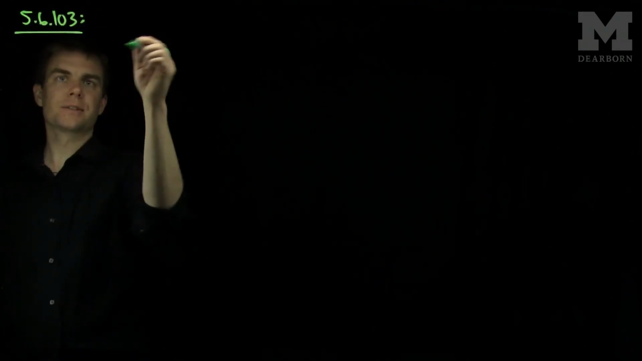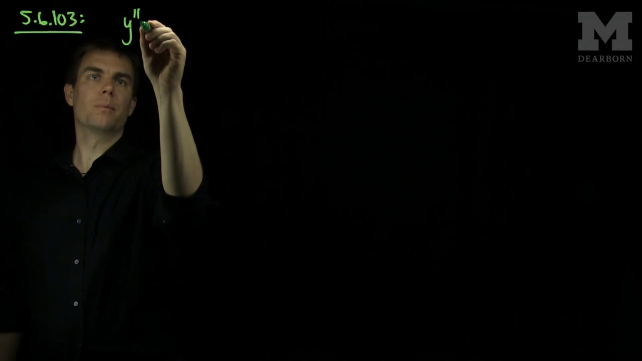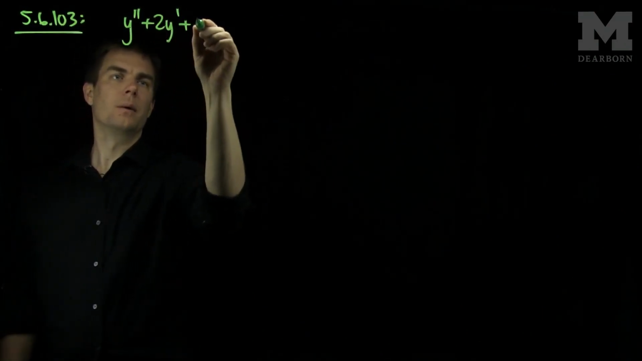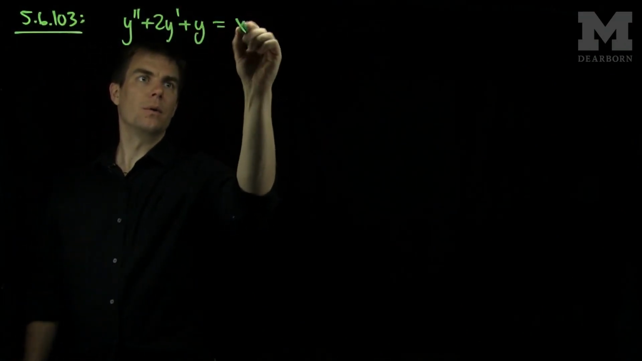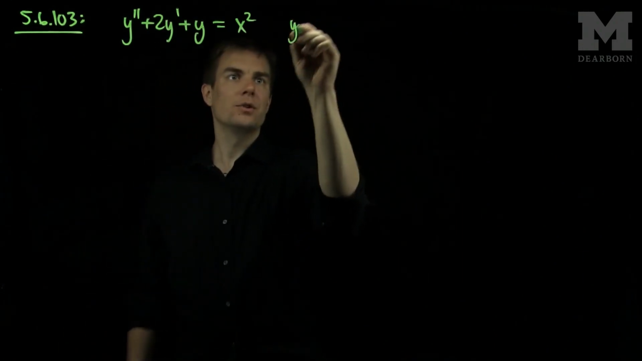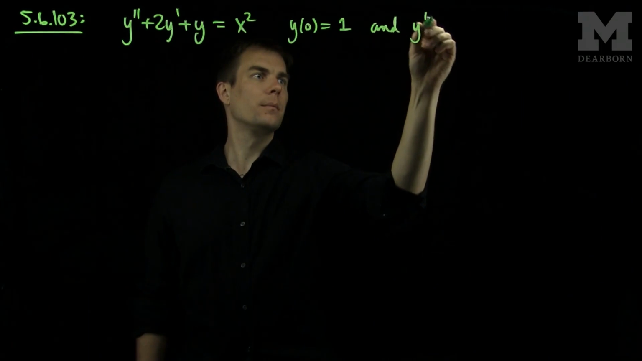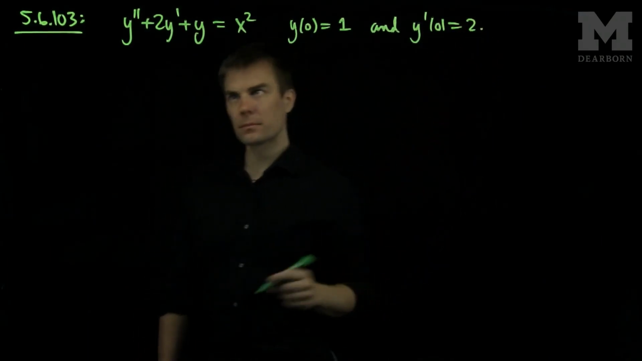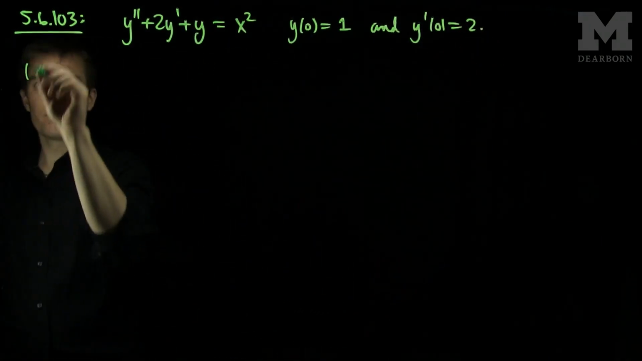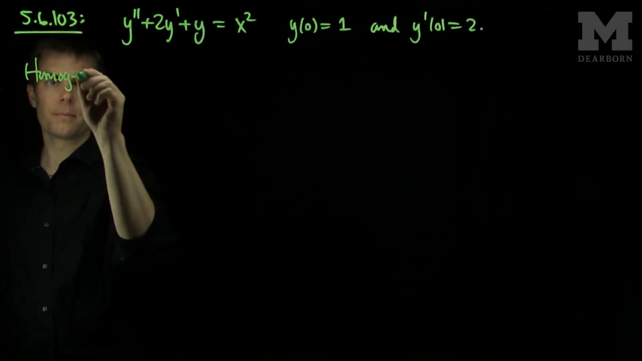Problem 5.6.103 asks us to solve the initial value problem y double prime plus 2y prime plus y equals x squared, with the initial conditions that y of 0 is equal to 1 and y prime of 0 is equal to 2. So first we solve our homogeneous problem.